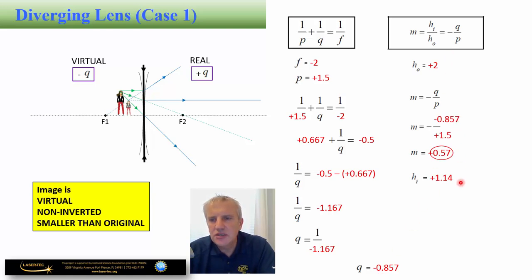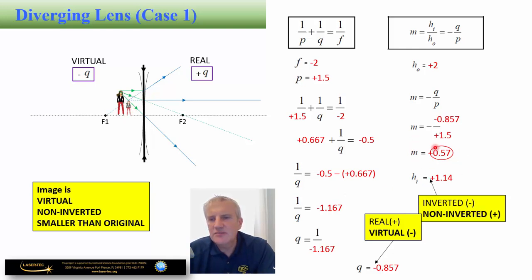Magnification can also be calculated using the magnification formula as shown here on the right hand side. So we come up with a magnification of plus 0.557. And then here are the conclusions. First conclusion, the Q is negative, which means that the image is virtual, as can be observed on the diagram on the left hand side. We said that the image is always virtual in the case of lenses if it appears to the left relative to the lens.